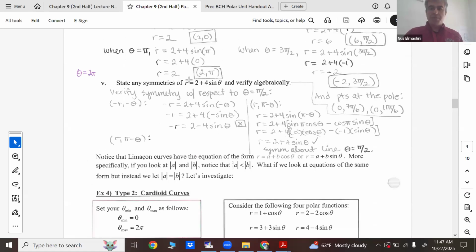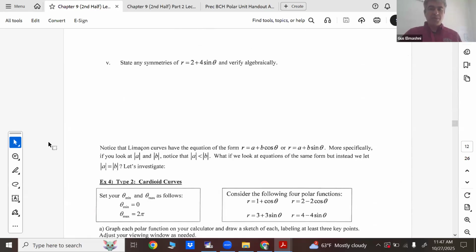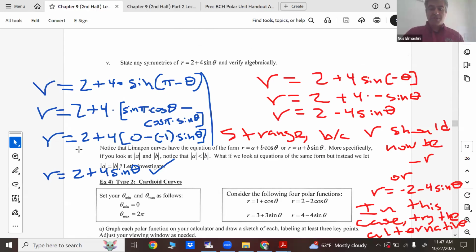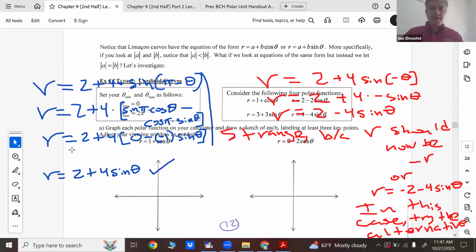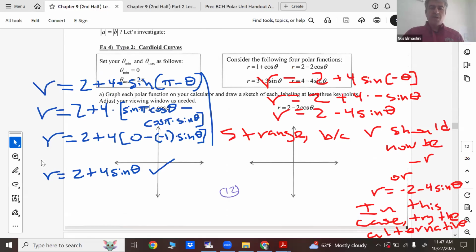Okay, so now we've established symmetry. Now I think we're okay. We established the symmetry. Let's move on to cardioids. Now we can do cardioids, all right? All right, cardioids. So let me show you what's happening here.